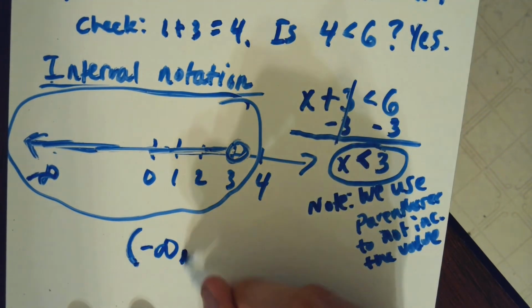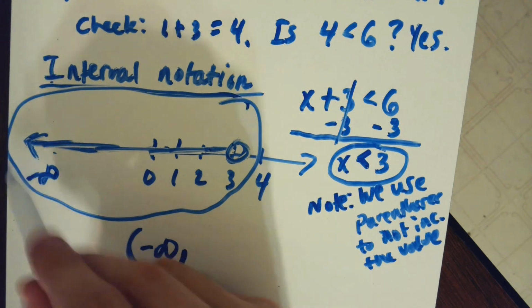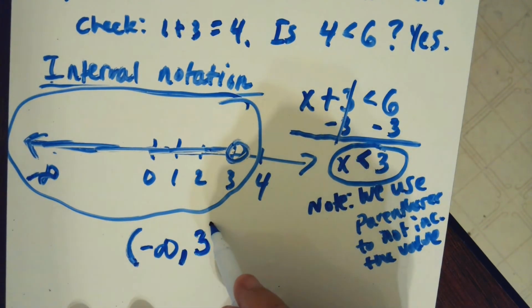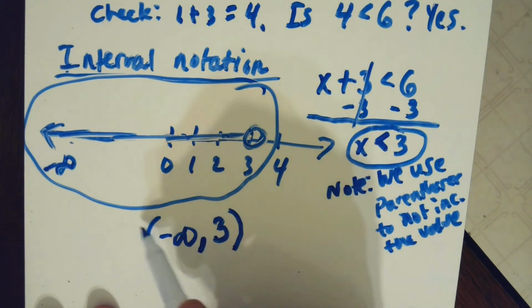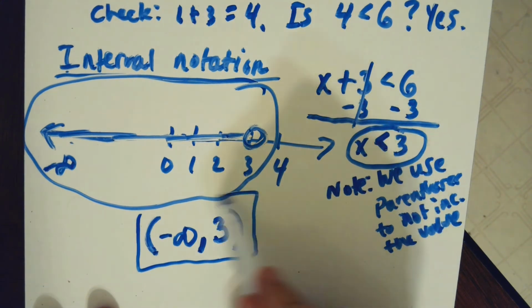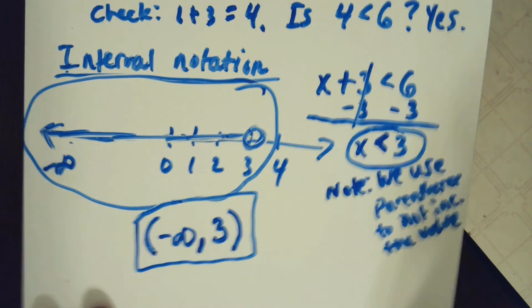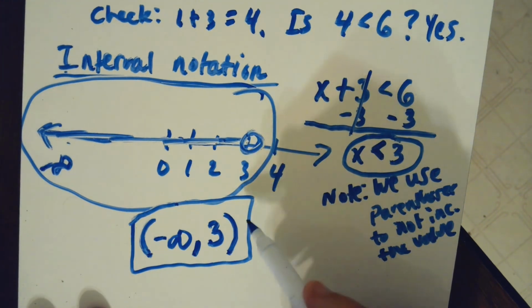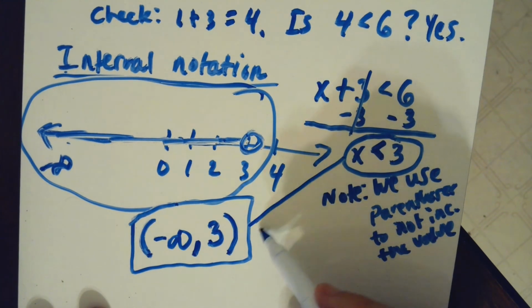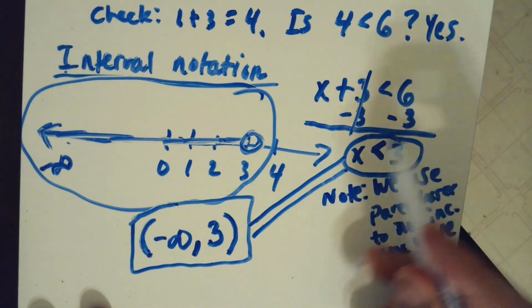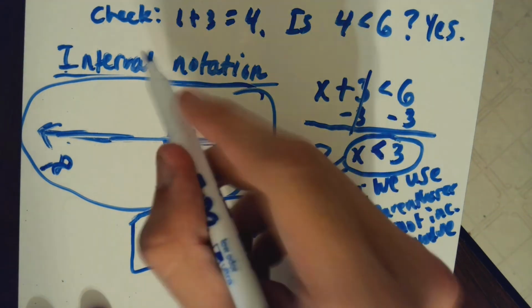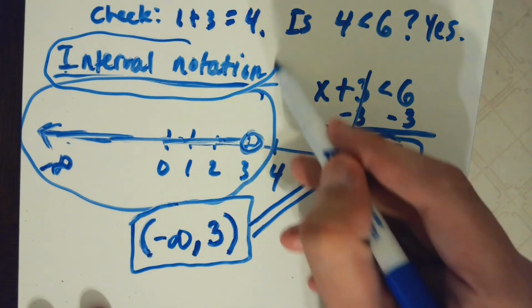So the lowest value is negative infinity. The highest value is 3, but again, we're not including it, so we have a parenthesis. So this right here, what we just wrote, this is interval notation. This is another way of writing our solution set. This right here is exactly equivalent to what we have right there: x is less than 3. These two mean exactly the same thing. This is just interval notation down here.